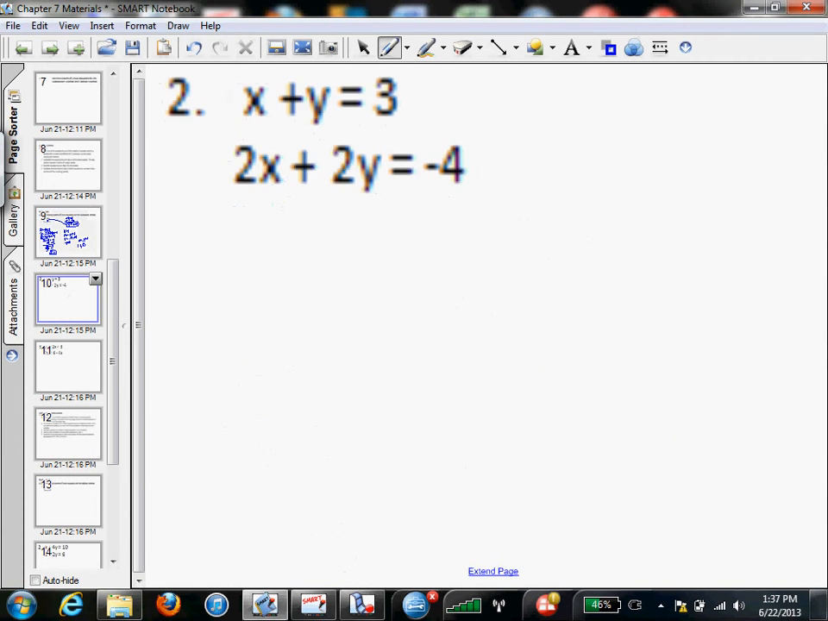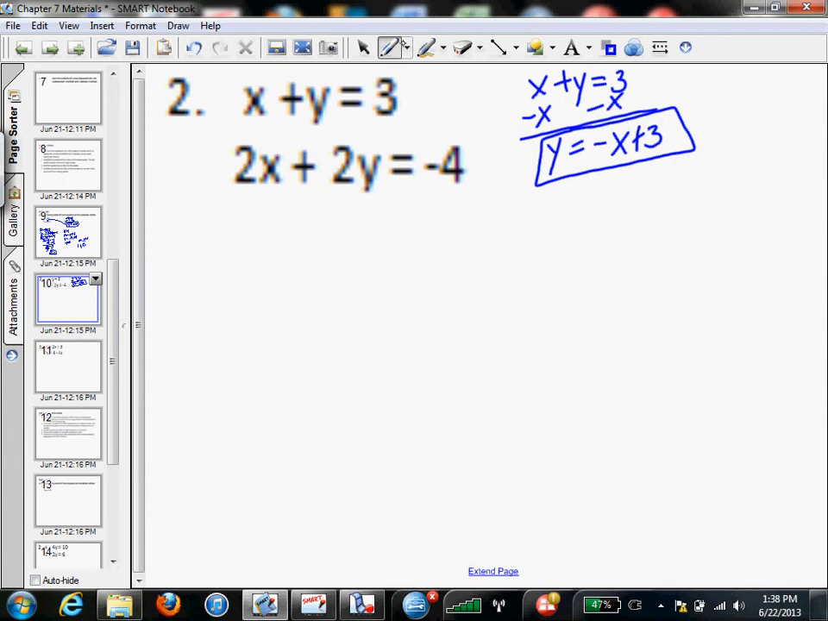Okay, so let's take a look at another example. We're still using the substitution method and looking for an equation that would be easy to work with. I really like using the first equation here because there are no coefficients in front of it. So let's solve for y again. So x plus y equals 3. Let's get rid of the x by subtracting on both sides to get y by itself. So we have y equals negative x plus 3.